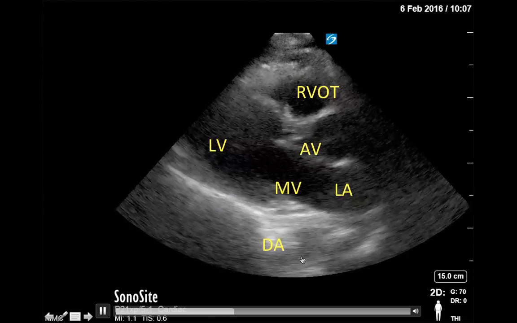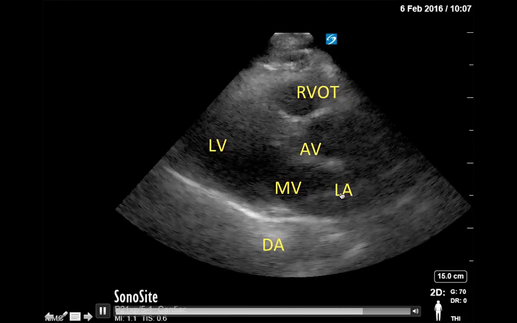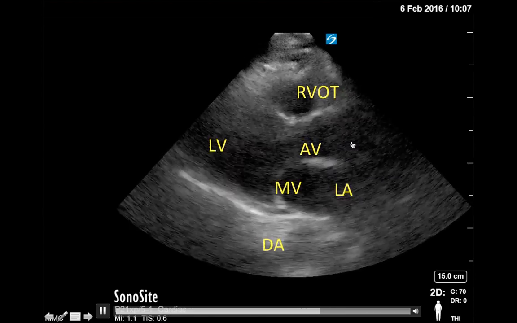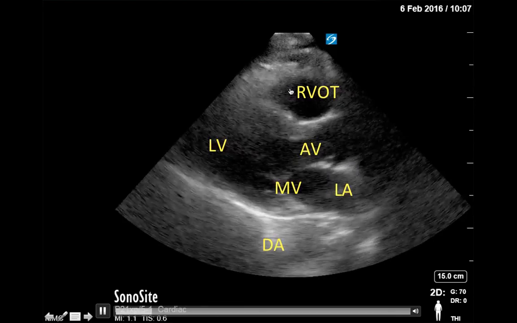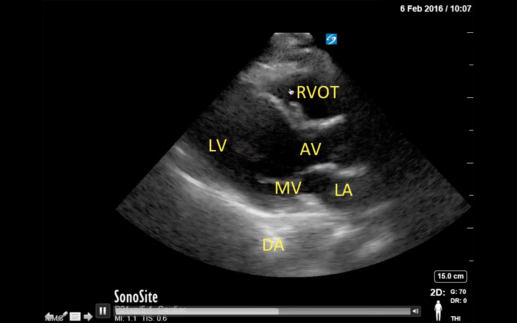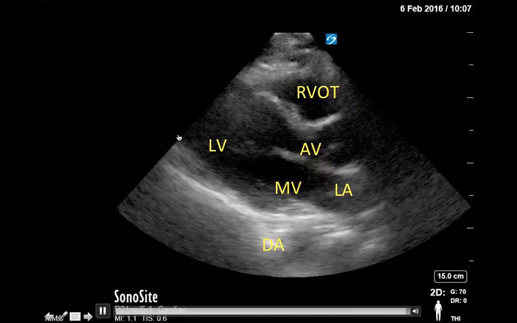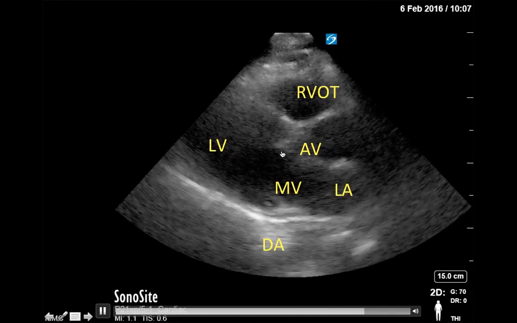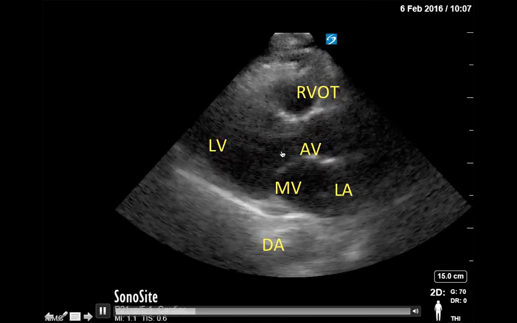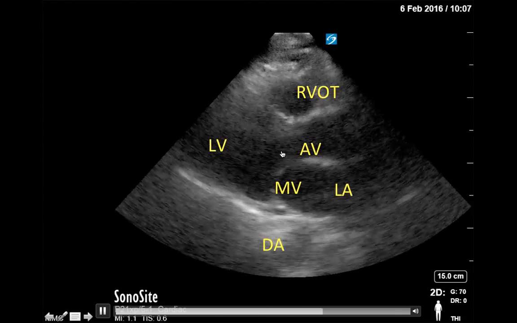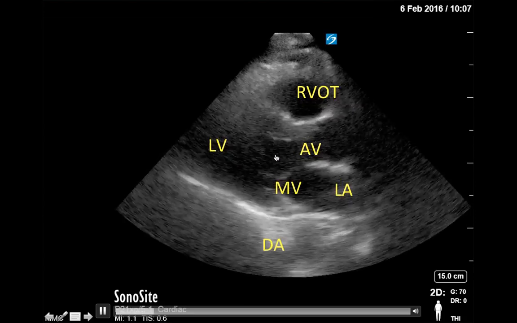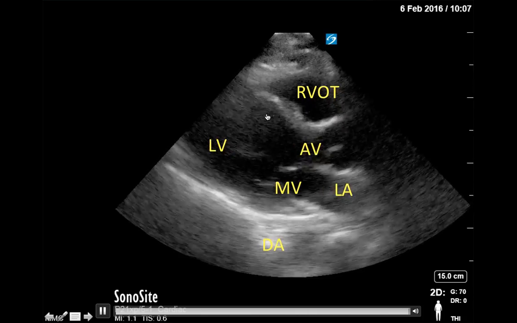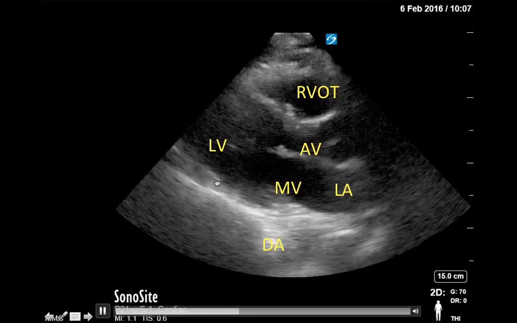Here in the video we see the descending aorta, the left atrium, mitral valve, left ventricle, aortic valve, aortic root, and the right ventricular outflow tract. You can assess the movement of the mitral valve to estimate the ejection fraction. If the leaflet of the mitral valve, right here, moves with each cycle up to the interventricular septum and touches it, then the ejection fraction is usually normal. You can also assess the overall motion of the left ventricle, right here, to assess for wall motion abnormalities or for global hypokinesis.